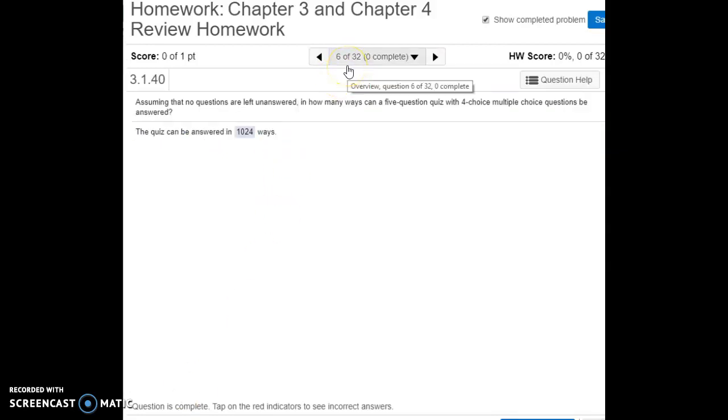Number 6, another question where we're trying to count how many ways something can occur. We're going to use the fundamental counting principle. So no questions are left unanswered, and we have a 5-question quiz with 4 multiple choice questions. So there's an A, B, C, and D. There's 4 choices for each multiple choice question. How many ways can we answer that?